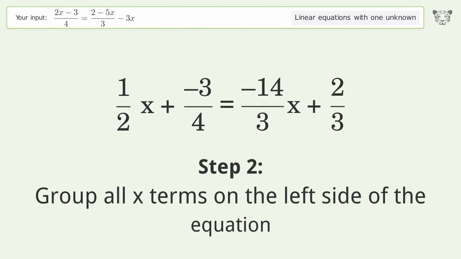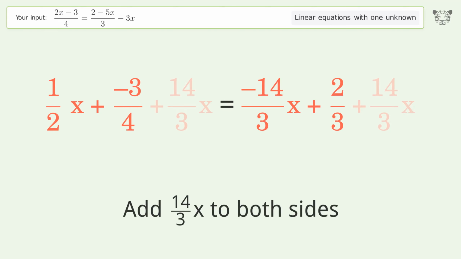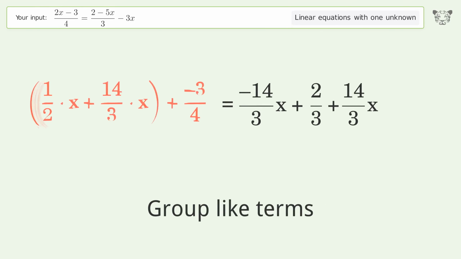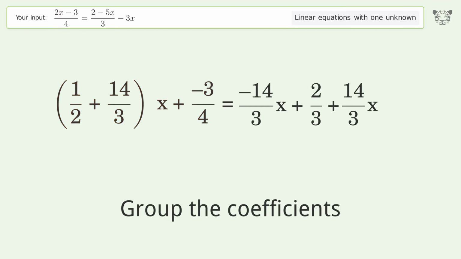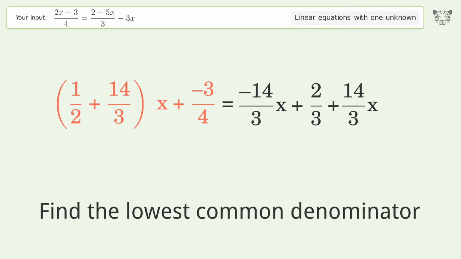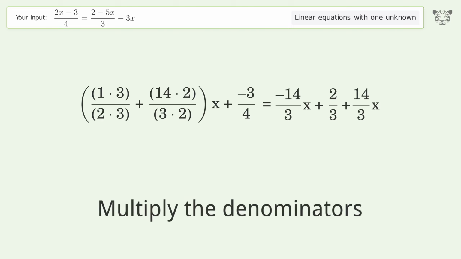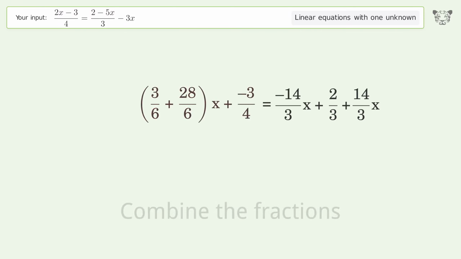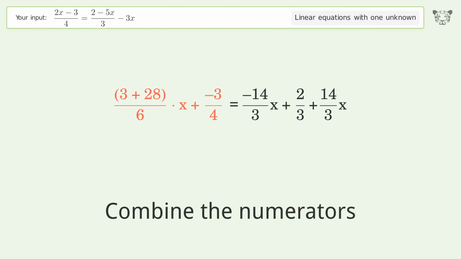Group all x terms on the left side of the equation. Add 14/3x to both sides. Group like terms. Group the coefficients. Find the lowest common denominator. Multiply the denominators. Multiply the numerators. Combine the fractions. Combine the numerators.